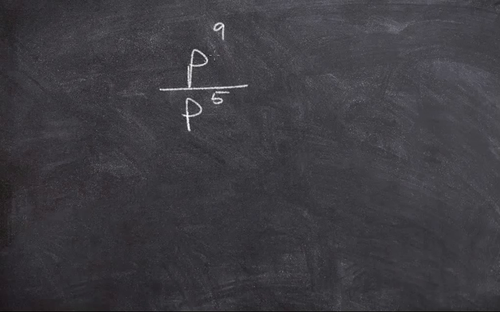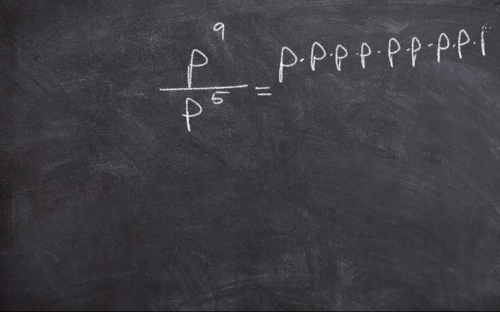Now let's write these out. So we're going to expand these so it's no longer a power, but we're going to treat them as multiplication. Let's see if I have enough room here. So it's going to be p times p times p times p times p times p times p times p times p. 1, 2, 3, 4, 5, 6, 7, 8, 9. Good. Okay. Now those are all multiplied together. Divided by p times p times p times p times p.